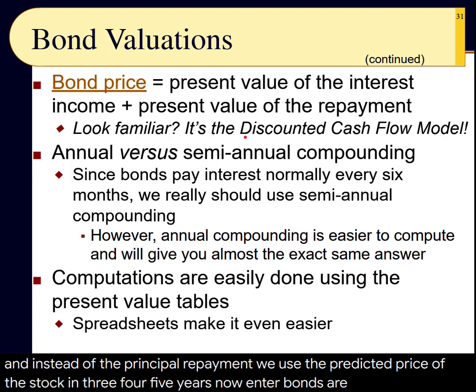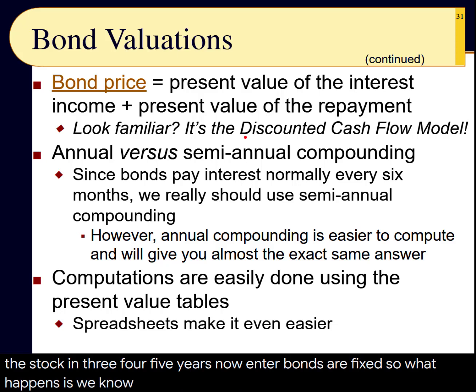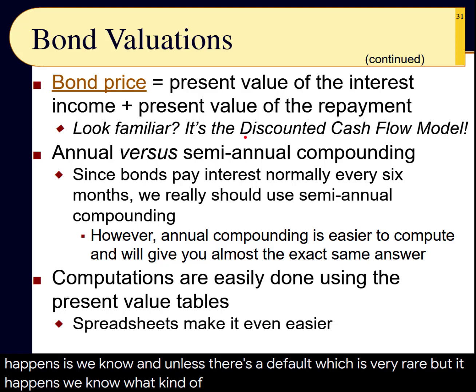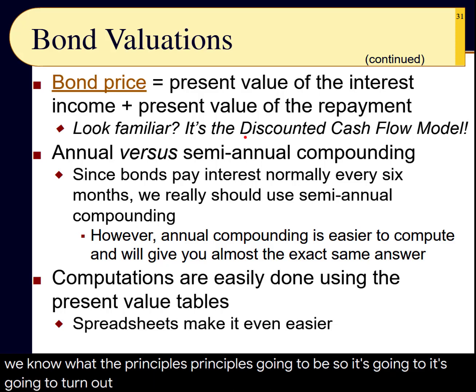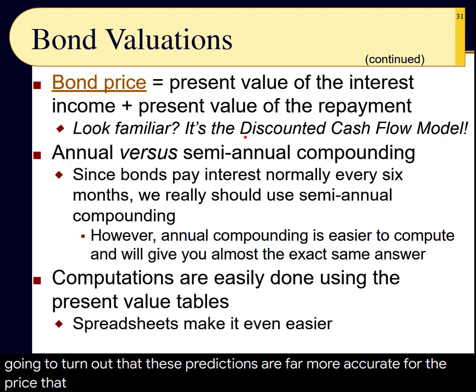Now, bonds are fixed. So what happens is we know, unless there's a default, which is very rare, but it happens, we know what kind of interest payments we're going to get. And we know what the principal is going to be. So it's going to turn out that these predictions are far more accurate for the price that one would pay for the bond. Yep, bonds are boring.